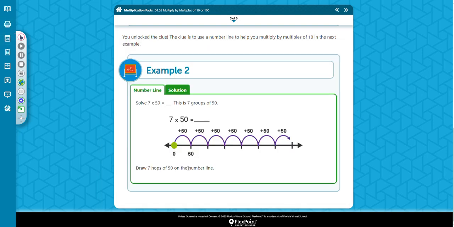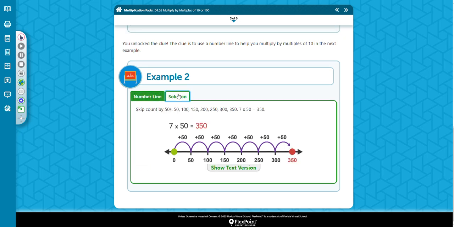Seven times 50 equals blank. Draw 7 hops of 50 on the number line: 50, 100, 150, 200, 250, 300, 350. Skip count by 50s. 7 x 50 equals 350.